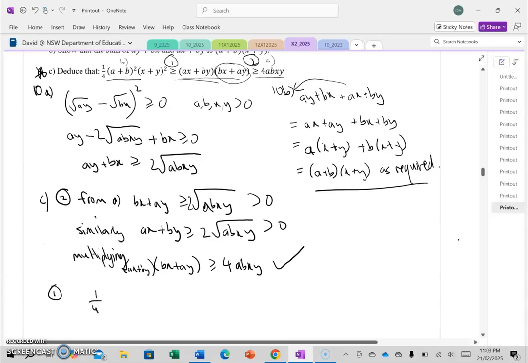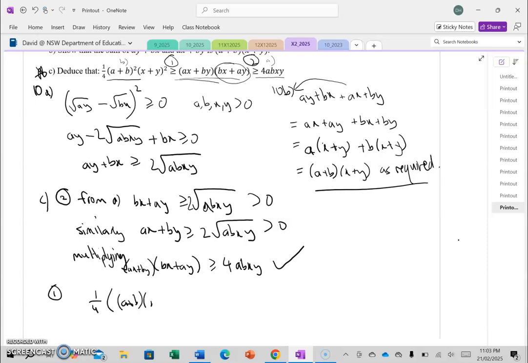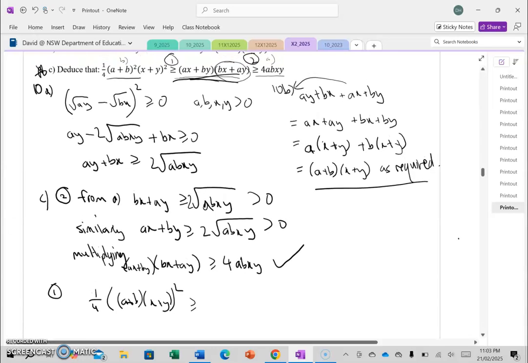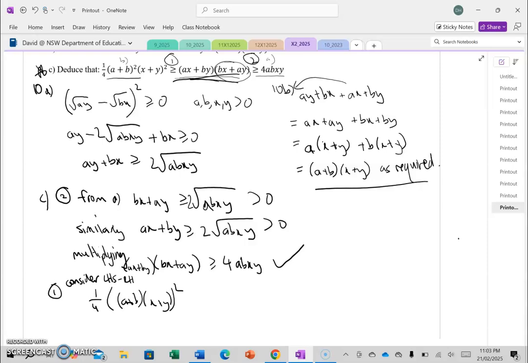So before I do that, I might quickly just connect it to part B. So I'm going to do that first, because this product is equal to the sum of these two, okay? I'm going to consider left-hand side minus right-hand side as well, because I don't know how to proceed otherwise.